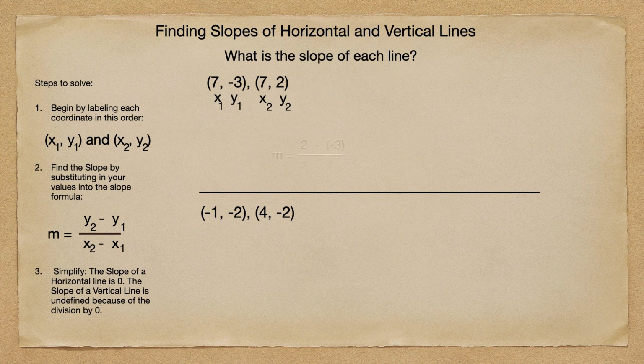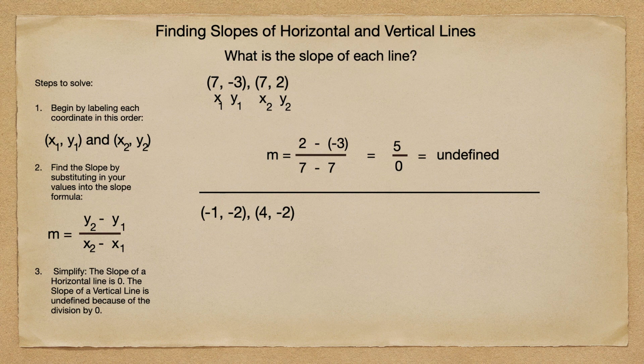We're going to have 2 minus -3 over 7 minus 7. When we simplify this, 2 minus -3 is going to give us 5, and 7 minus 7 is going to give us 0. Because 0 is in the denominator, this is undefined.